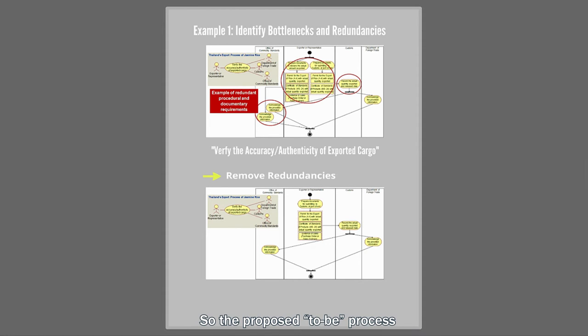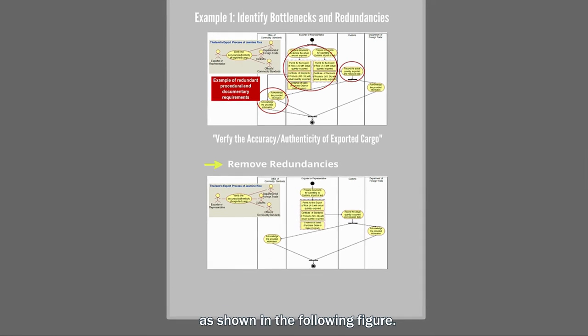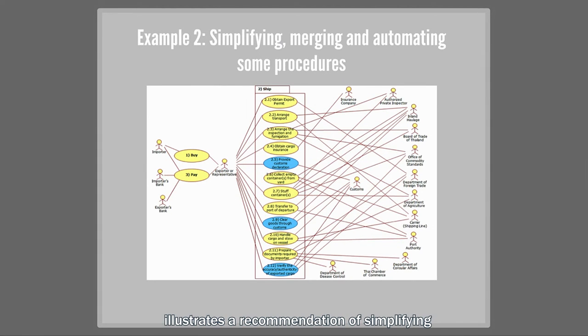So the purpose of the to-be process is to eliminate duplication of document preparation into just one set instead of two physical stacks of papers, and also reduce the duplicated procedures such that the exporter can prepare one set of documents and submit only once instead of two or three times, as shown in the following figure. The second example illustrates a recommendation of simplifying, merging, and automating some procedures as shown in this figure.